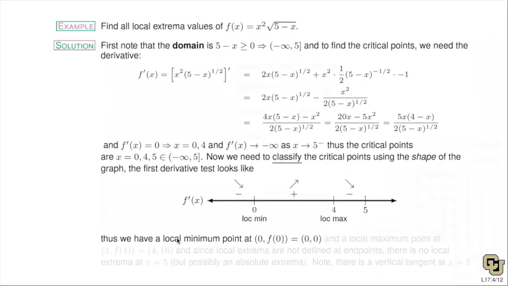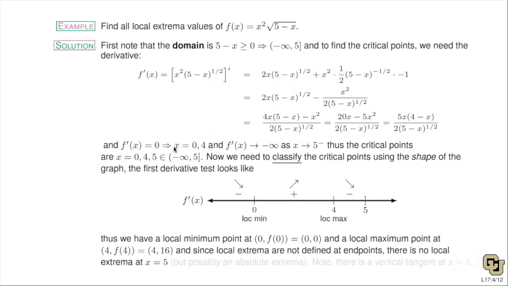And here I give the local minimum point. When I say point, I'm giving the x and y coordinate. And the local maximum is at 4, comma, f of 4. Again, be careful to find the actual coordinate. That's f of 4, not f prime. I'm plugging into the original function to find the y value there. So be careful.